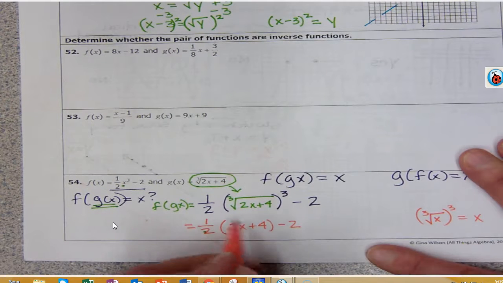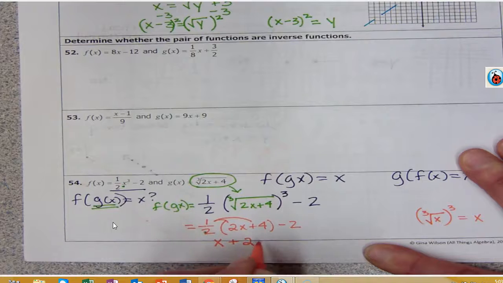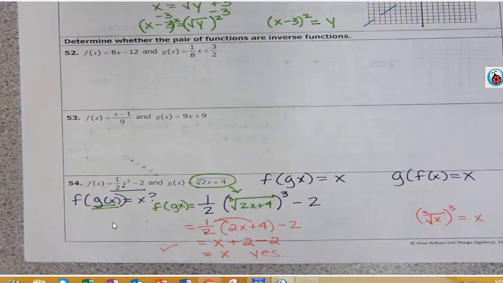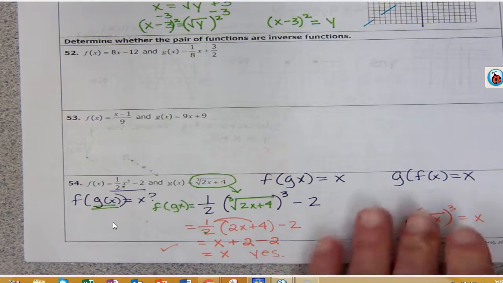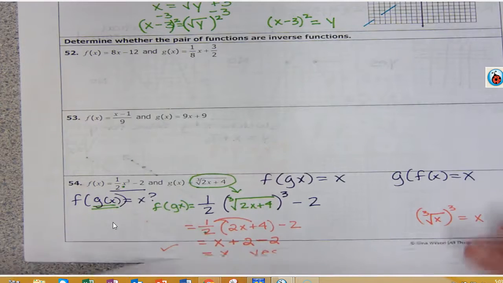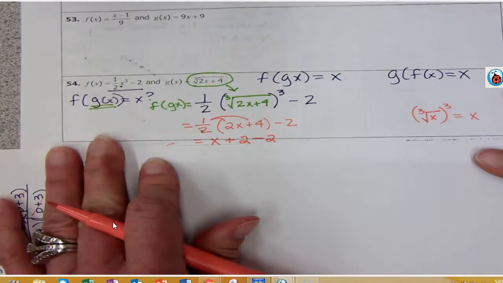So now when I distribute my 1/2, 1/2 times 2x is going to give me x. 1/2 times 4 is going to give me plus 2 minus 2. X plus 2 minus 2 equals x. So yes, they would be inverses of one another. All right? And then if you were to do the same thing with your g of x, we'll just go ahead and work that problem as well.